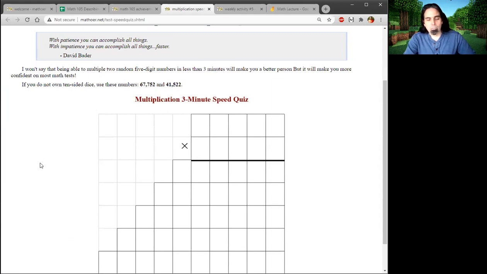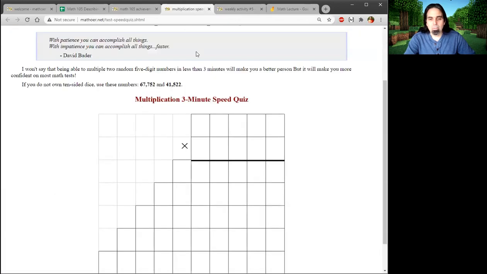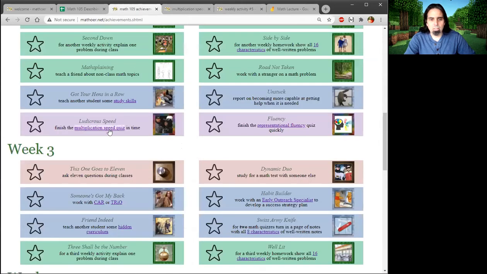So very little practical use in real life, but if you're going on to higher math classes, then it might make life easier to not have to pull out your calculator for everything. So if you can do that, then there you go. That could be an achievement.